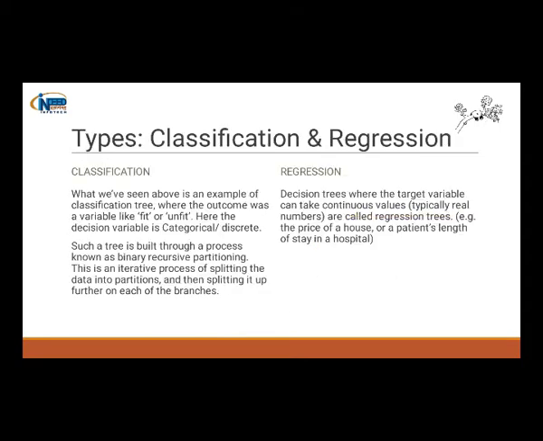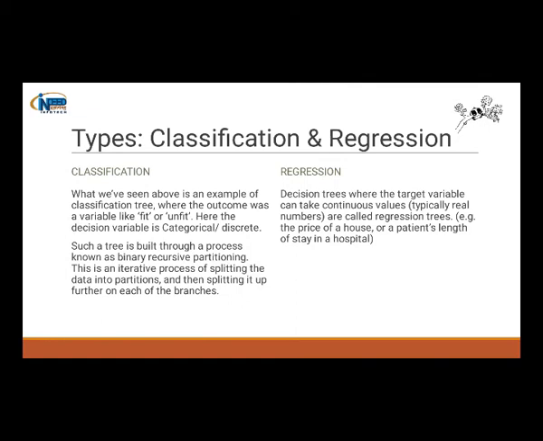Moving to the next slide, we have different types. These are classification and regression. When we talk about classification, we have seen in the above example, which is actually an example of classification, where the outcome was a variable like fit or unfit. The decision variable is categorical or discrete. Such a tree is built through a process known as binary recursive partitioning. This is an iterative process of splitting the data into partitions and then splitting it up further on each of the branches.